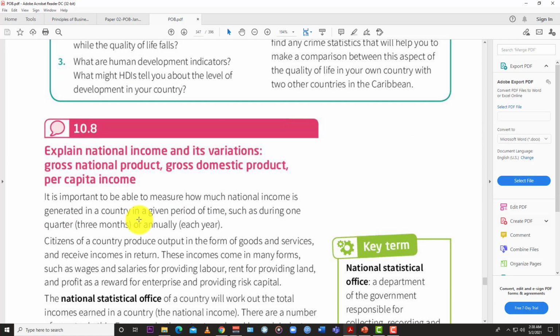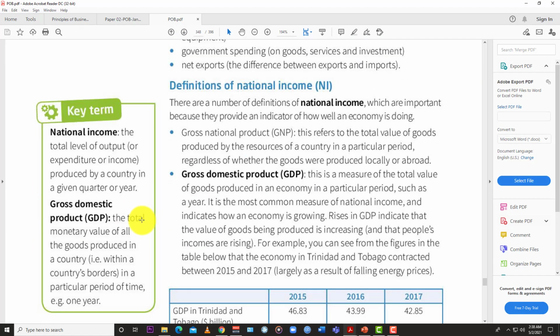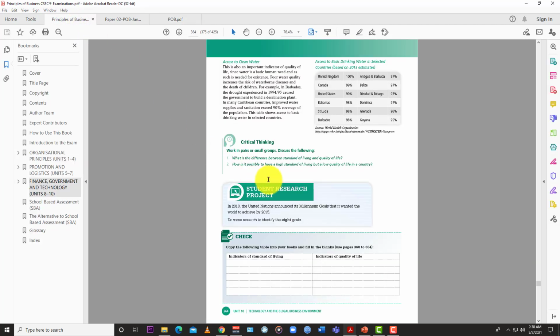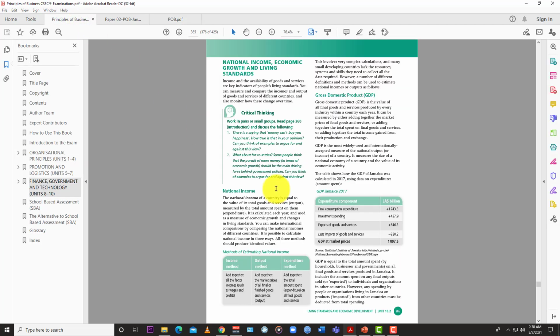So let's look at it from the textbook's point of view. Gross domestic product is a measure of the total value of goods produced in an economy in a particular period, such as a year. So it is a measure of the total monetary value of goods produced in an economy in a particular period, such as a year. And we're talking about monetary value.